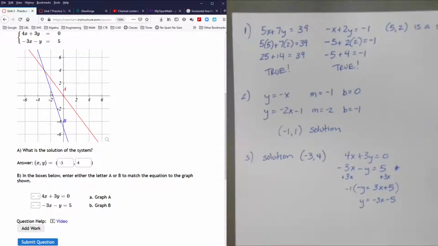So it crosses here, it goes down 1, 2, 3, and over 1. So it's got a slope of negative 3. So B is going to be the second one. The second one's going to be graph B, and the first one is going to be then graph A.